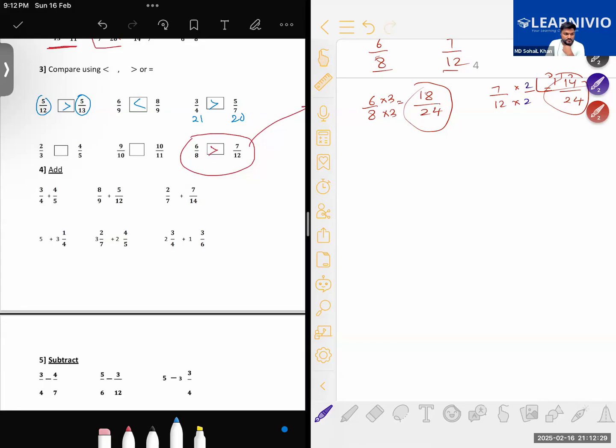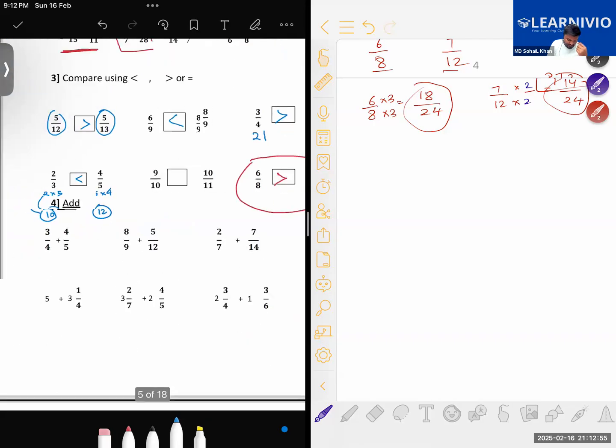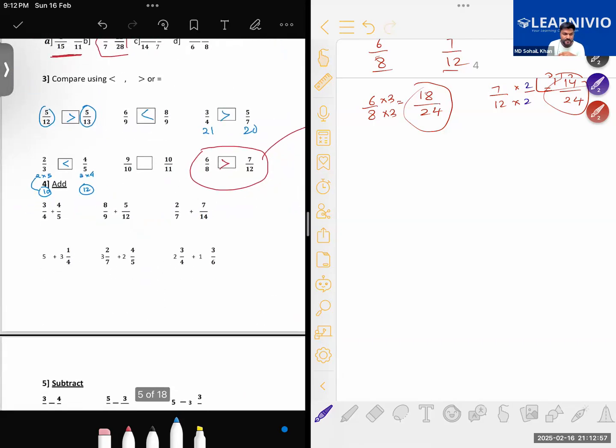It's 2 upon 3. Do the multiplication properly. You need to multiply 2 with 5 and multiply 3 by 4. 2 times 5 gives you 10. Here you are getting 12. So clearly 4 upon 5 is bigger, as 12 is bigger than 10. Next.